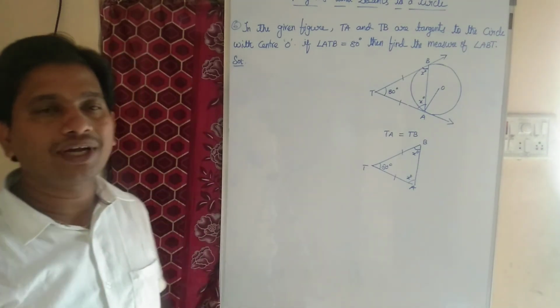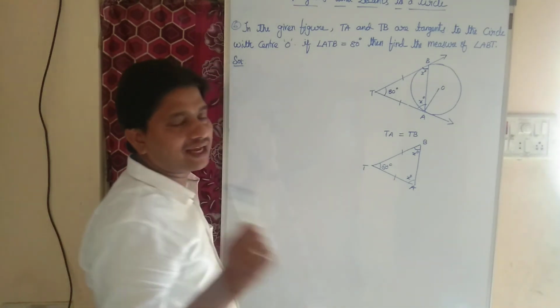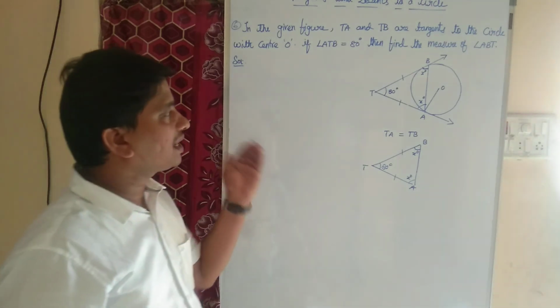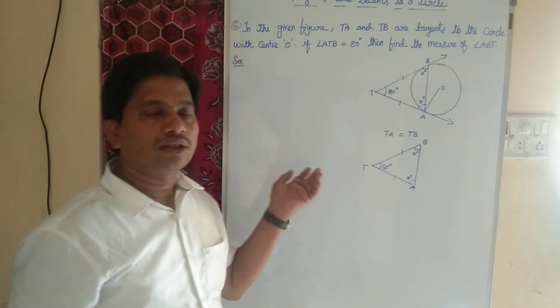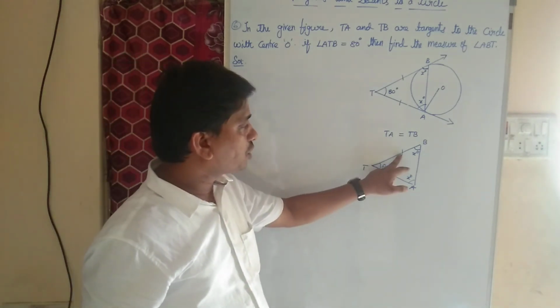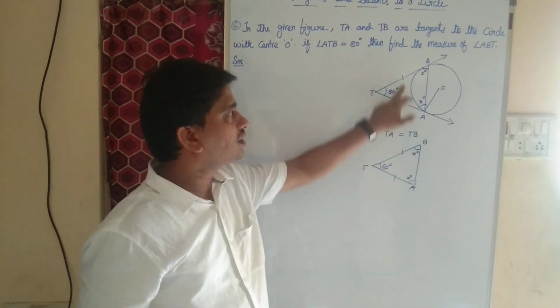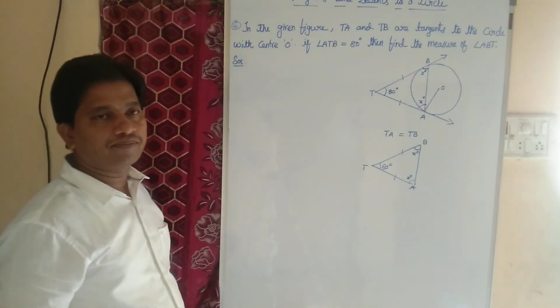Children, did you understand the concept? What is given? TA and TB are the tangents. We know that the lengths of the tangents drawn from an external point to a circle are equal. So two sides are equal. Then angles opposite to equal sides are also equal. Opposite to TB is angle A, opposite to TA is angle B. They are equal because these two sides are equal. Now we got an isosceles triangle, right?